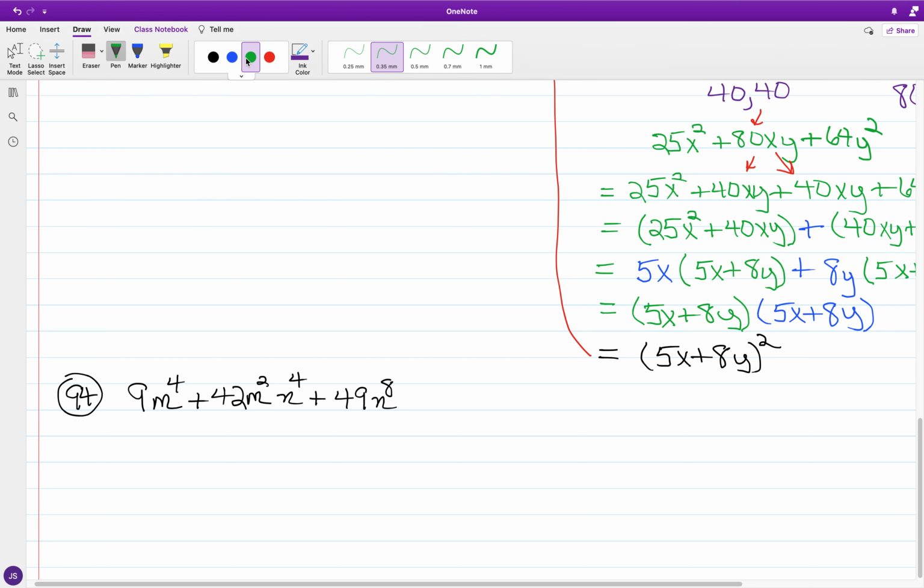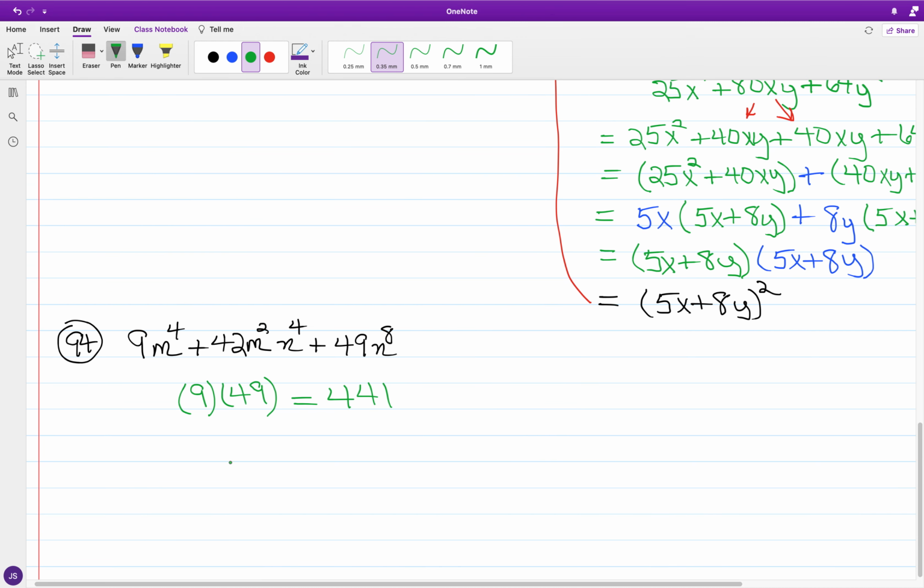by grouping. Okay, so again, starting out with the first and last coefficients. So you have 9 and 49, and 9 times 49. Okay, that will be 441. And looking for the factors of 441 that will add up to 42.